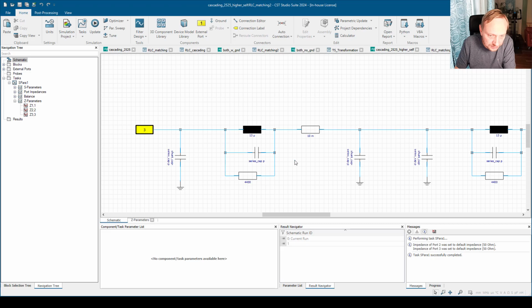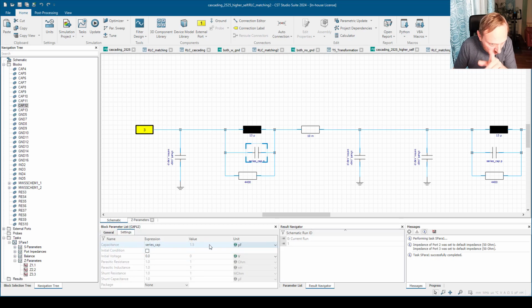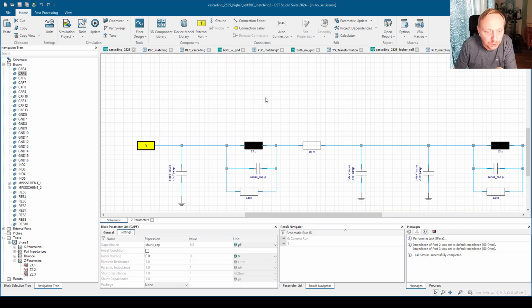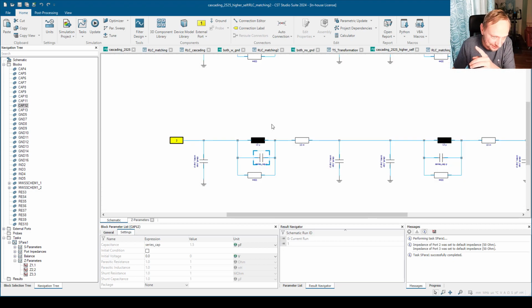And I know that the sum of these capacitances has to be the same, right? So what I do is I select a series cap, and then I take the shunt values from the simple model and subtract the series cap from it. So the series cap is now 1.5 picofarad, and the shunt cap is 4.7, which is 6.2 minus 1.5, to keep the overall capacitance fixed, but now distributed among the shunt and the series capacitances, right?